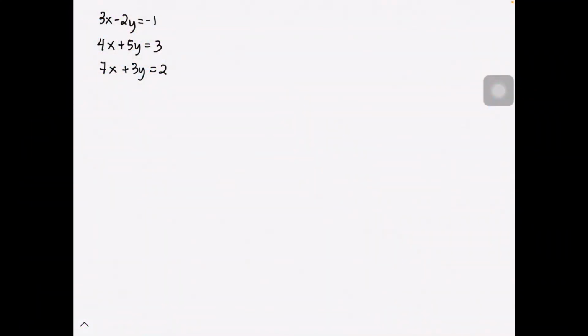Let's learn the algorithm in solving a linear system with 3 equations and having 2 variables. Say we have this linear system and we want to solve for the solution. That is, we want to know the values of the variables x and y that will satisfy all of these equations.